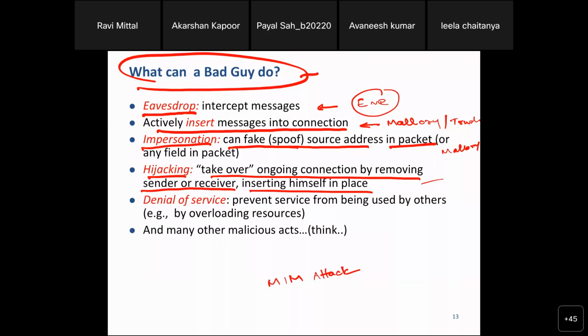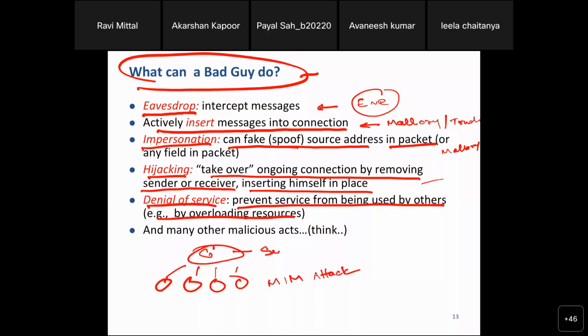Okay, so Mallory can do this. Denial of service is preventing services from being used by others, like overloading resources, like all clients can ping a server, and then this server will crash. Okay, by denial of service, DOS attacks.